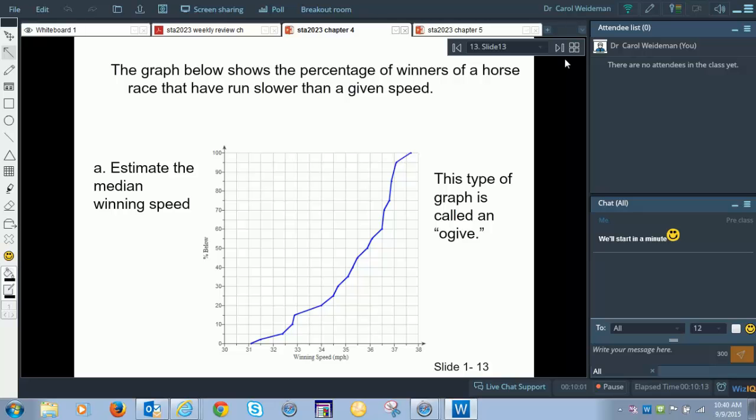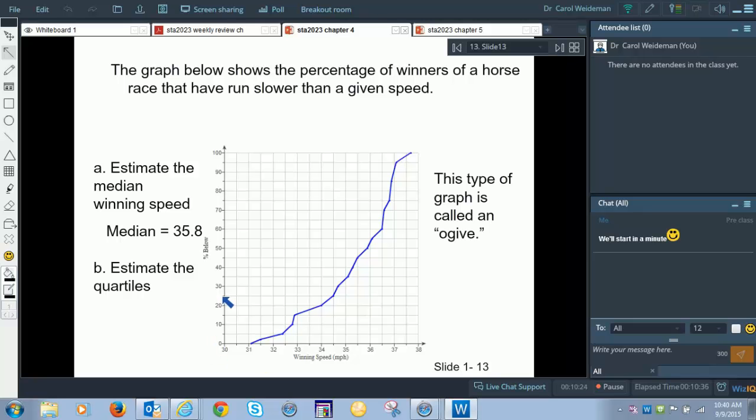So remember the definition of the median is the data value such that 50% of the data are below it. So on this graph, if I look here at the 50% mark and I read over, it looks like it's about 35.8. Notice here again, 50% goes over to just about here, and it's almost 36, but not quite. So I put it about 35.8.